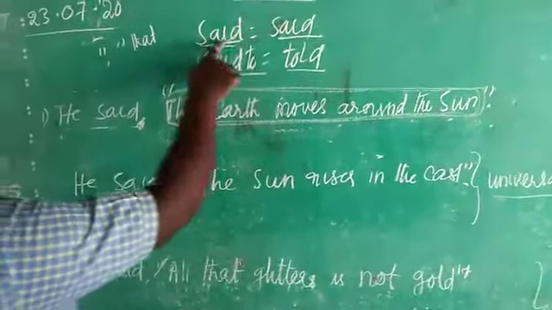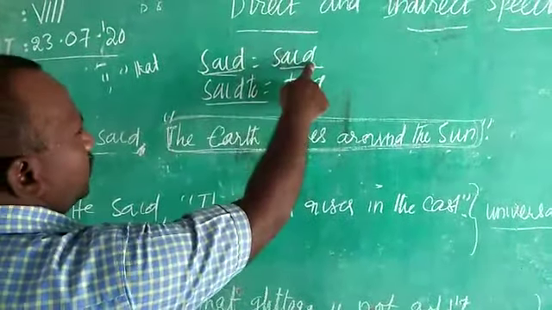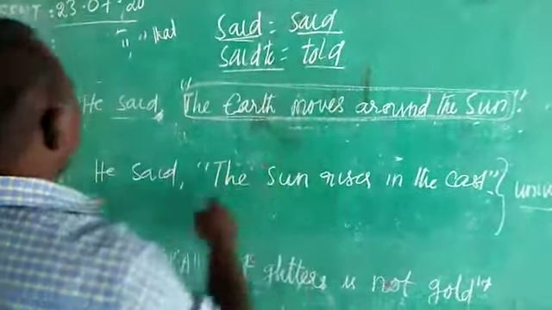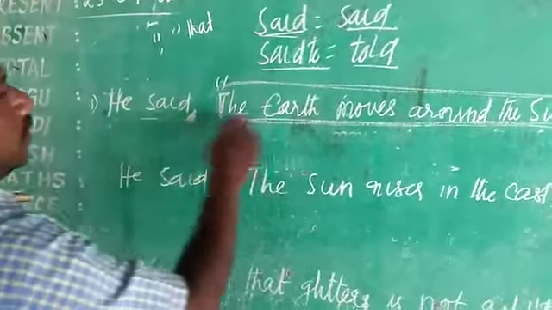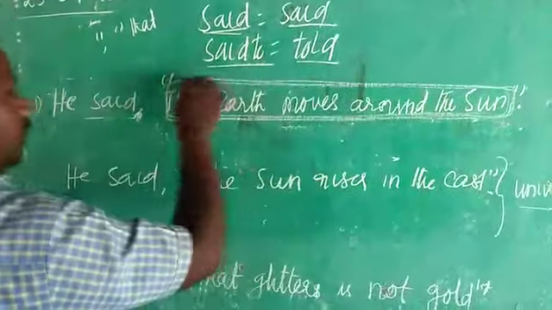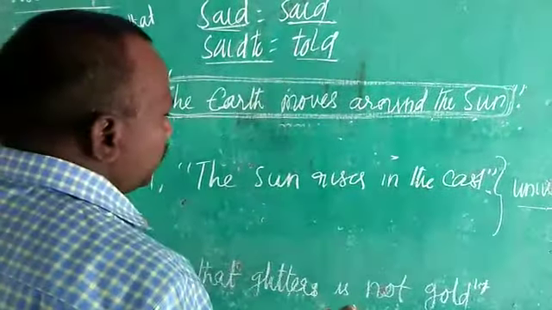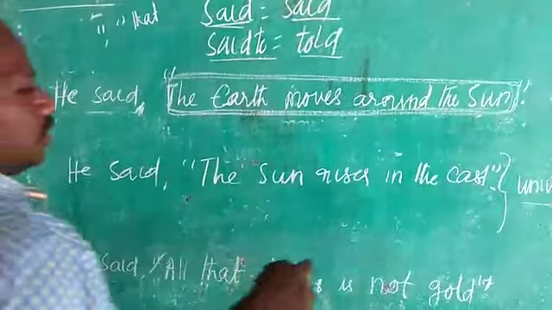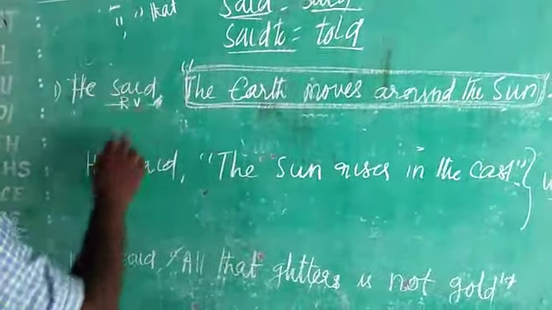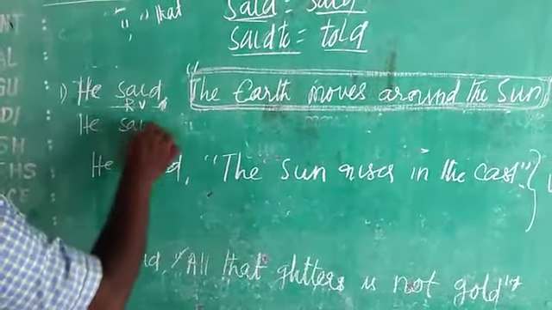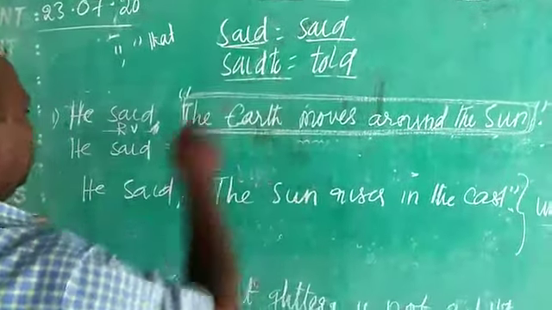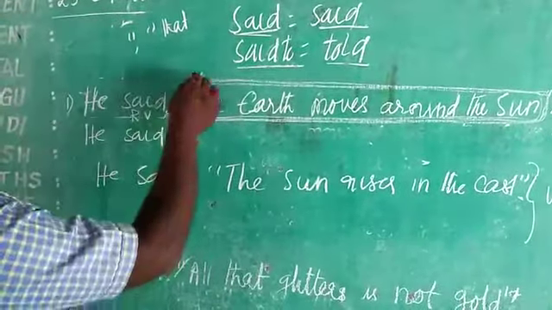Here, if said is there in the reporting verb, we take said, as I told you in the previous class. If said to is there, we have to take told. So let's go back here. He said, the earth moves round the sun. Here, the earth moves round the sun is a universal truth. Everybody knows it. Said is the reporting verb. If said is there, we take said according to the rule. If said to is there, we have to take told. Said, the reporting verb, stays as it is. It is in past tense.